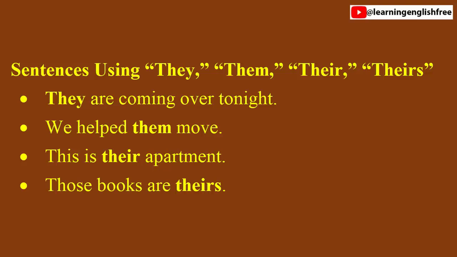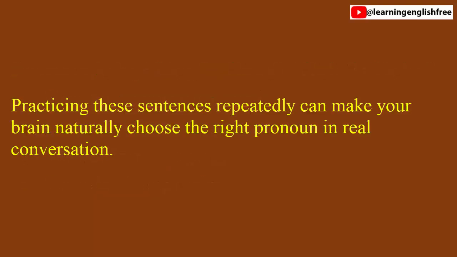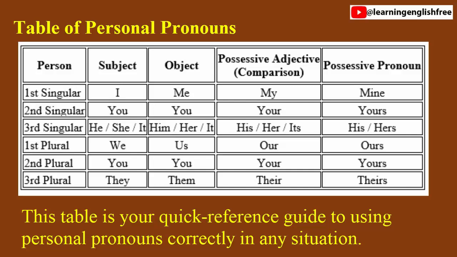Sentences using they, them, their, theirs. They are coming over tonight. We helped them move. This is their apartment. Those books are theirs. Practicing these sentences repeatedly can make your brain naturally choose the right pronoun in real conversation. Table of personal pronouns. This table is your quick reference guide to using personal pronouns correctly in any situation.